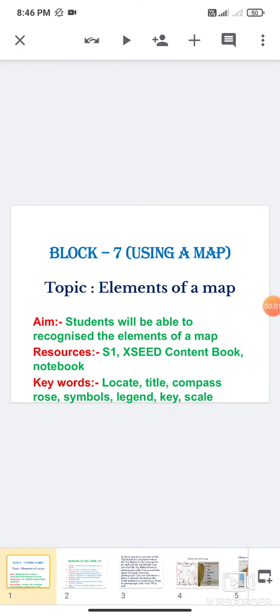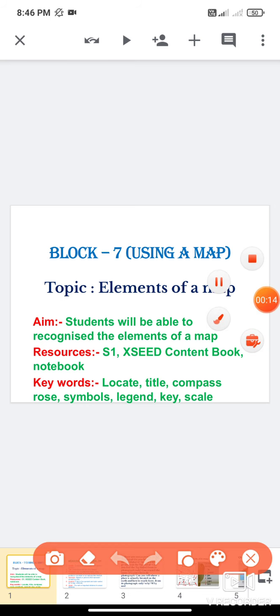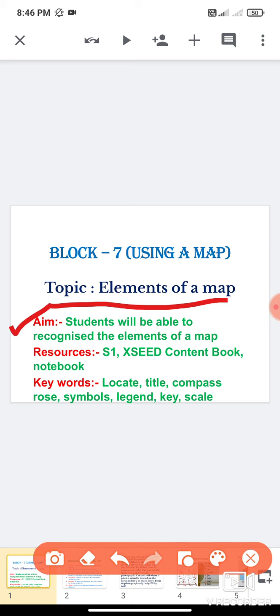Good morning, students. So today we will start with a new block, that is block 7, using a map. Our topic of discussion for today is elements of a map. Alright, so we'll learn about the elements of a map. Our aim for today: students will be able to recognize the elements of a map.